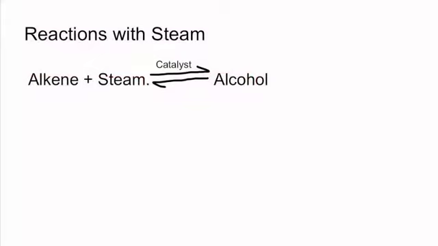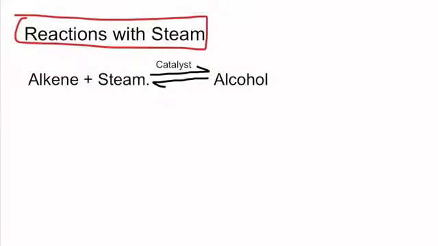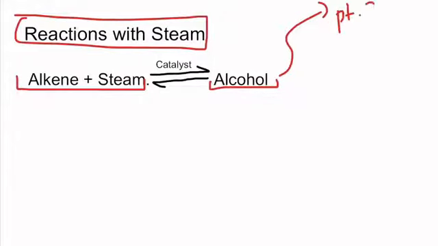Okay, so the final reaction we're going to look at is the reaction with steam. You can see here that when we react an alkene with steam, we form a compound known as an alcohol. Now we haven't actually looked at alcohols yet, and we're going to do so in part 3 of the organic chemistry series, so make sure you guys check that out.